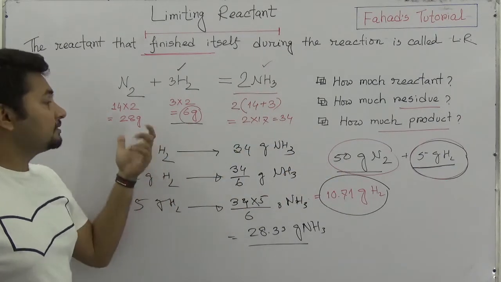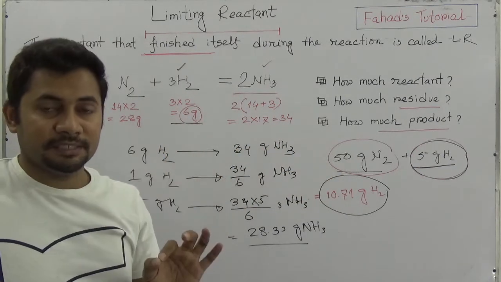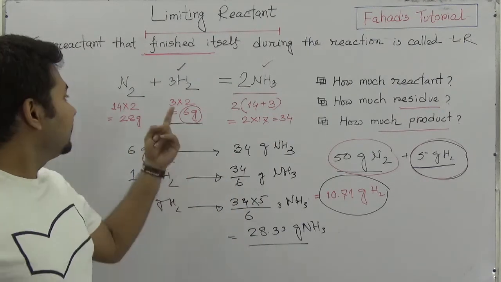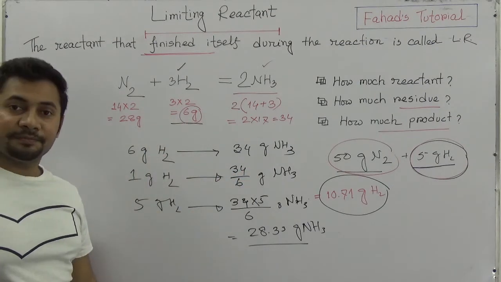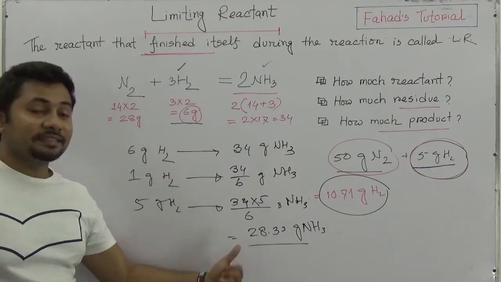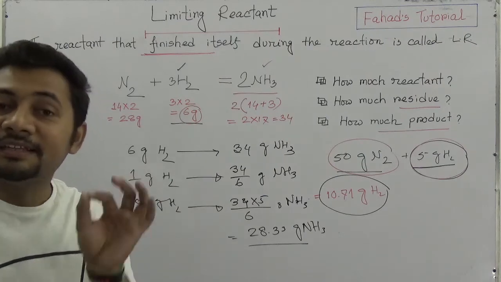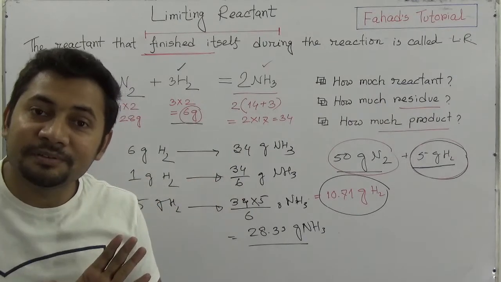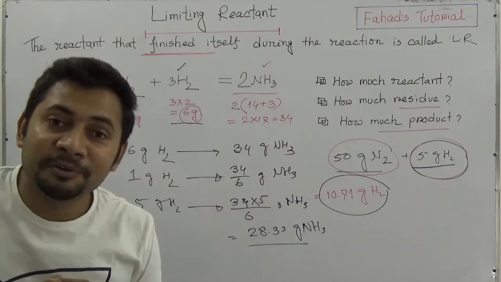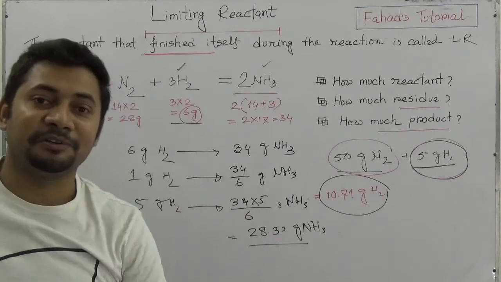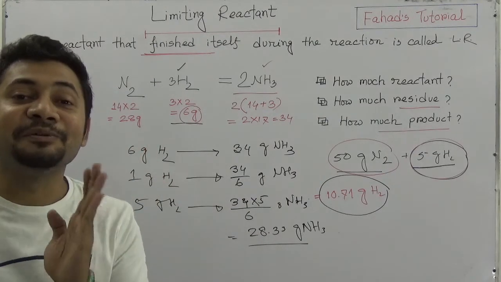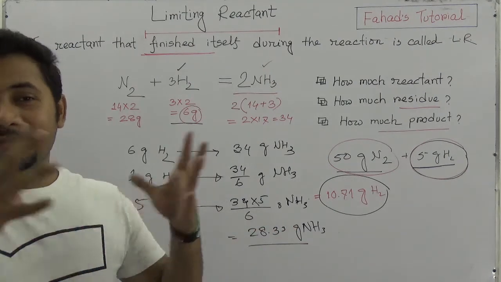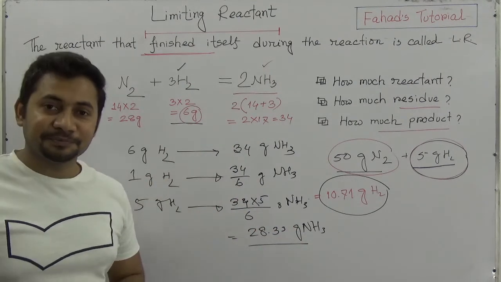So 50 gram nitrogen will be producing what? That is not the equation, because here nitrogen is not the limiting reactant. Hydrogen is the limiting reactant. So that is why we can do it here. See how the limiting reactant will tell us how much reactant is reacting, how much residue will be produced, and how much product will be produced. And that is the beauty of doing mathematics in chemistry, especially in case of molarity and limiting reactant.